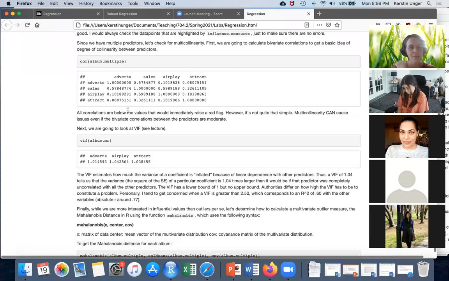Okay. So a good starting point is always to look at the bivariate correlations between the predictors. Let's just look at advertisement. It correlates with airplay 0.1 and with attractiveness 0.08, so that's completely unproblematic. And then airplay and attractiveness, it's 0.18. So nothing that really concerns us here. Absolutely nothing, right? These are all low.